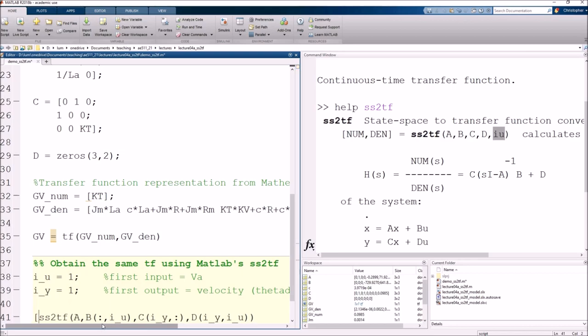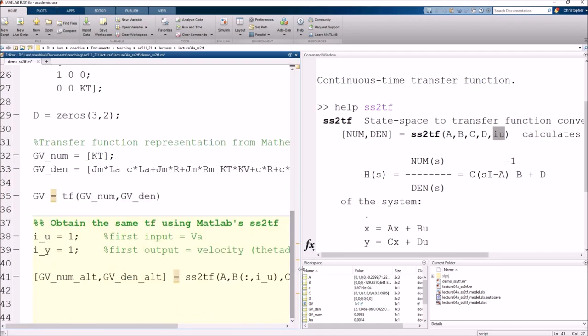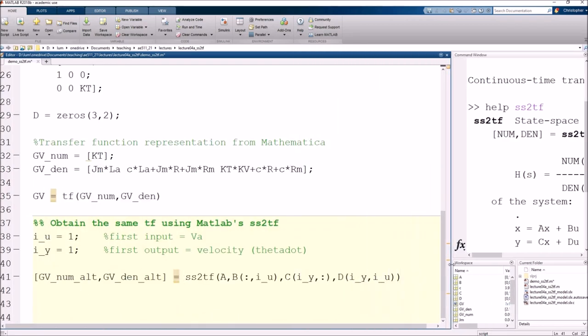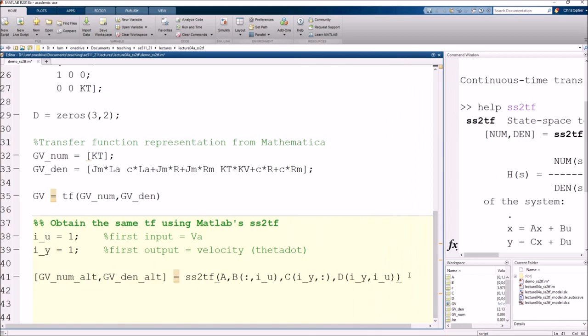So now what we have out here, maybe I'll call it GV num alternate or something like that, for a second way to get this numerator, and then a second way to get the denominator using SS2TF. So does this line make sense? What we're doing here is tricking MATLAB into thinking that this is a single input, single output system, so there should be a single numerator and a single denominator.